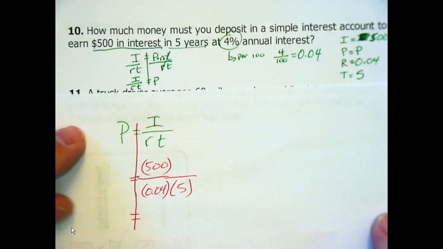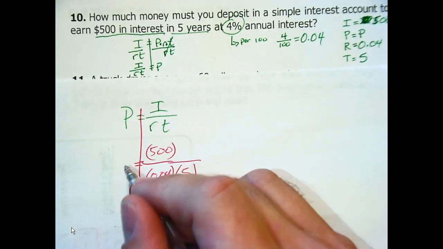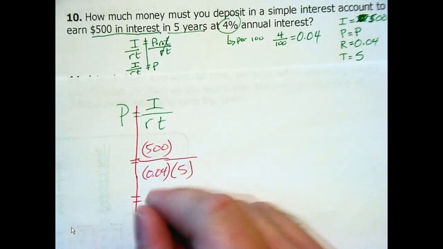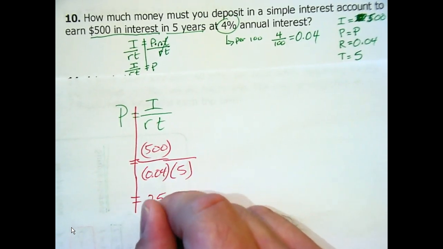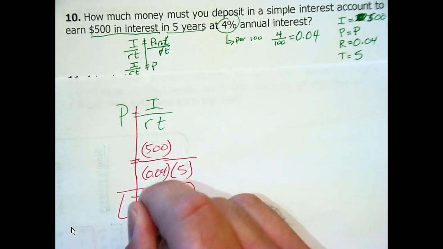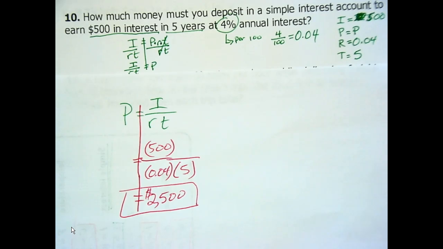Okay, notice I just keep putting an equal sign here. I'm just carrying the P down. You can do that. So in this case, 500 divided by 5 times 4/10 is 2,500. How many got it? Yeah, Mano. Sebastian, what'd you get?